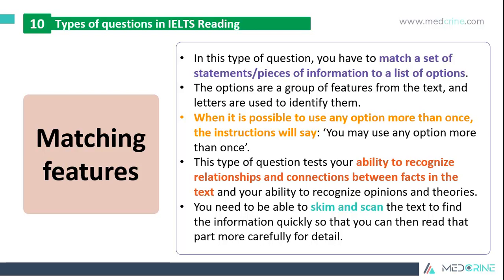Another question type is matching features. In this type of question, you have to match a set of statements or pieces of information to a list of options. These options are a group of features from the text, and letters are used to identify them. And when it's possible to use an option more than once, the instructions will say that. This type of question assesses your ability to recognize relationships and connections between facts in the text and your ability to recognize opinions. So you need to be able to skim and scan the text to find the information quickly so that you can read that part more carefully for more detail.